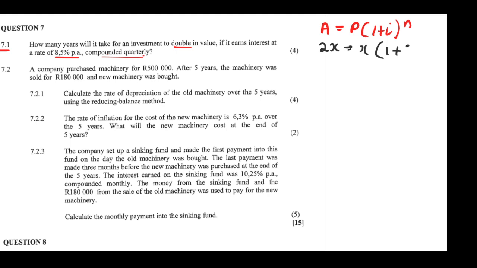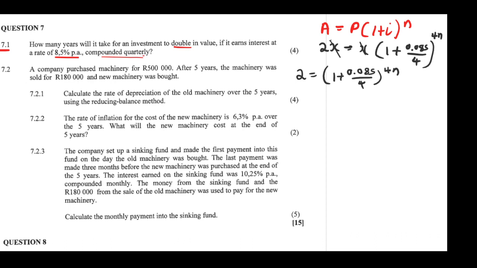You will get 0.085. Divide by 4 because it's compounded quarterly, so it's going to be to the power of 4n. So this x will divide out this x. We have 2 equals 1 plus 0.085 over 4, to the power of 4n.